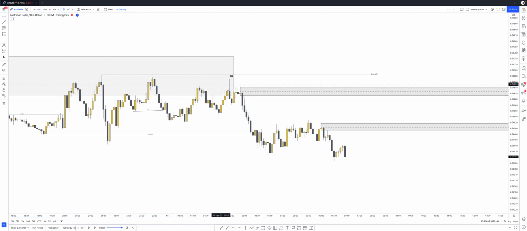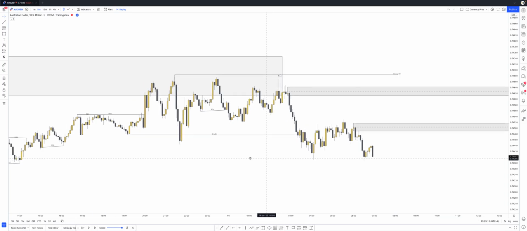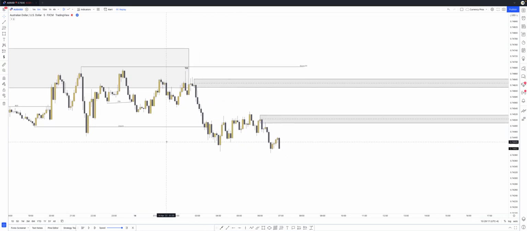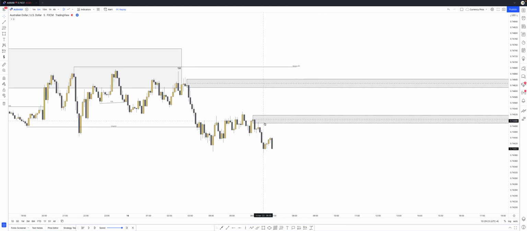We obviously tapped into it, traded away from it, created a change of character or break of structure, same thing. And the indicator created 2 order blocks here, 2 very high probability order blocks, okay? So one was more recent.